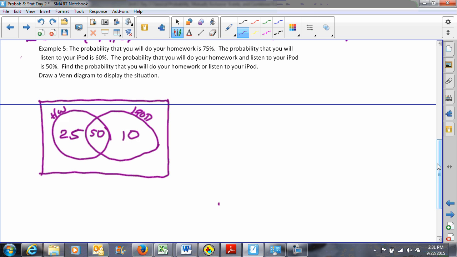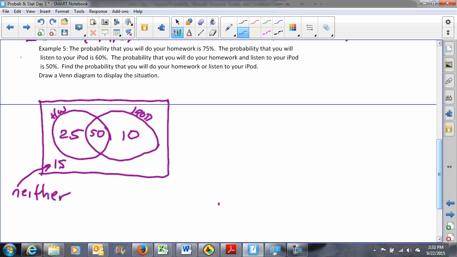Now, this region out here, if we were to interpret it, this is that you will do neither. You will not do your homework. You will not listen to your iPod. And we can decide the percentage of that too, because the total percentage inside this rectangle, which represents the universal set of all the things that could happen in this situation, is 100. And so if we add up here, we've got 85% so far. So there's 15% more down here.